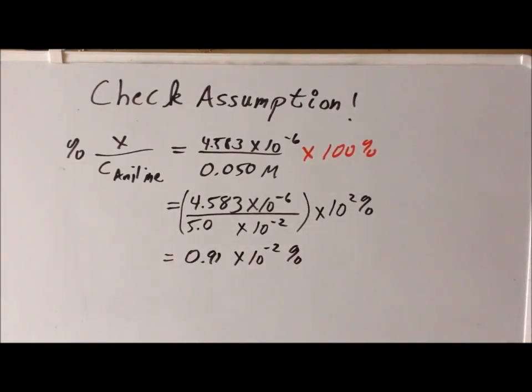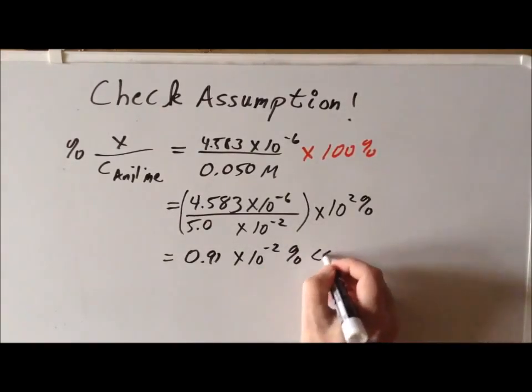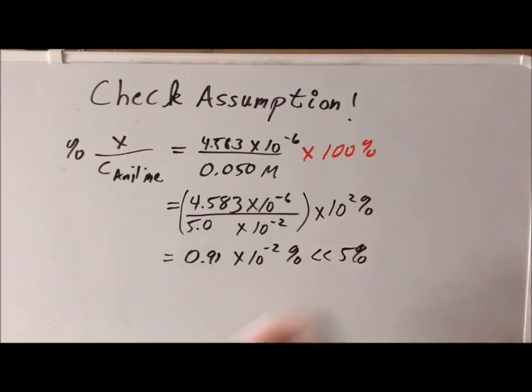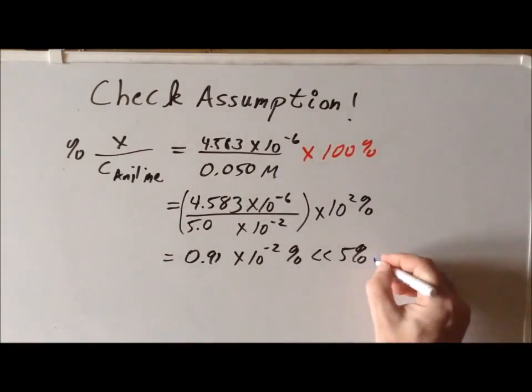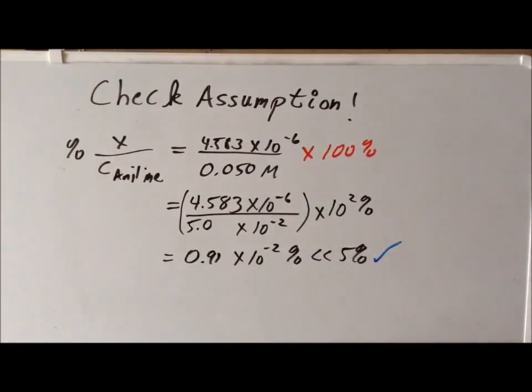And we notice that this is much less than 5%. And 5% is our reasonableness limit. If we have a value of x that is greater than 5% of the initial concentration, then our assumption that x is small relative to the initial concentration is incorrect. So we couldn't use it. But in this case, we see that it works out. So put a check mark that our assumption was legitimate in this case.